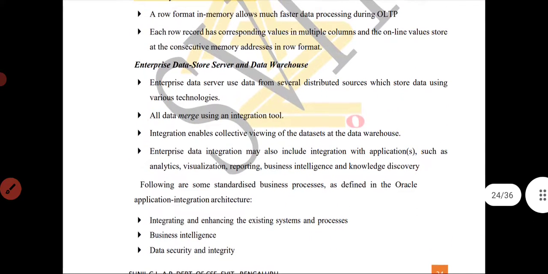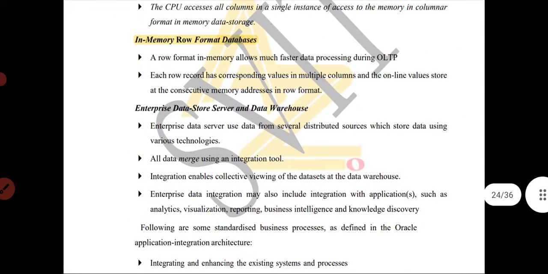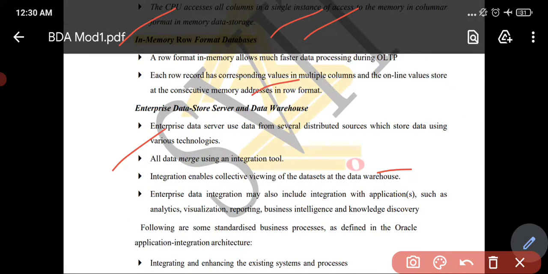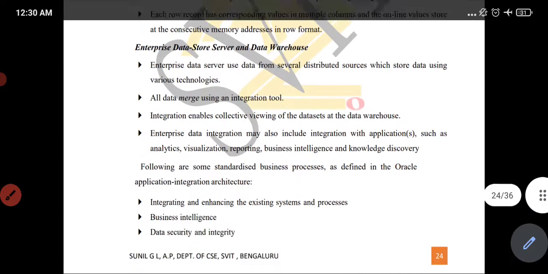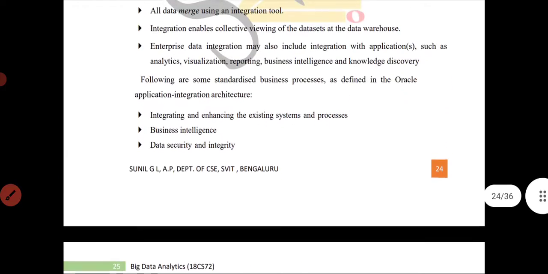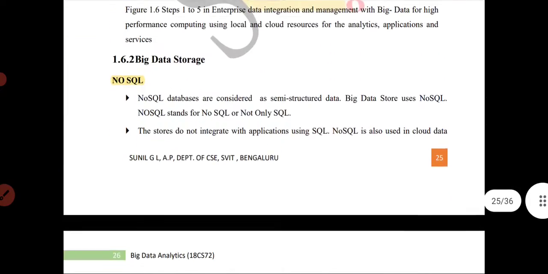And the next, enterprise data or services. Here we use data from several distributed sources which store data using various technologies. We merge the data using an integration tool, and a collective view or data set at the data warehouse is done. We weave this data set at the data warehouse. This is not that much important.